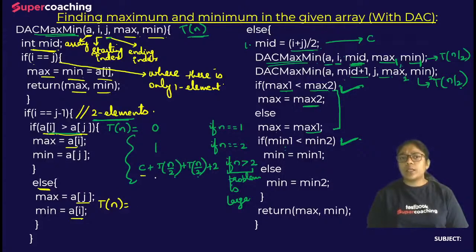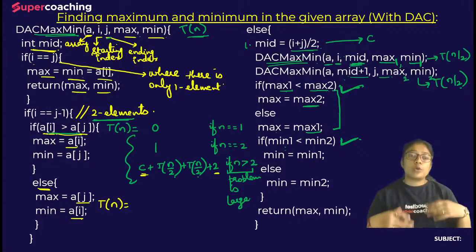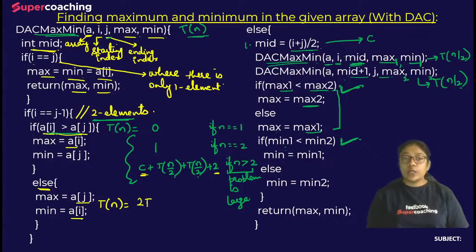Constant is not going to play. This is constant value. तो simply हम ये बोल सकते हैं additional time required to divide the problem or to return the solution is some constant time. Tn by 2 plus Tn by 2. I can write this as 2Tn by 2 plus additional time हमें कितना चाहिए? That is some constant time.